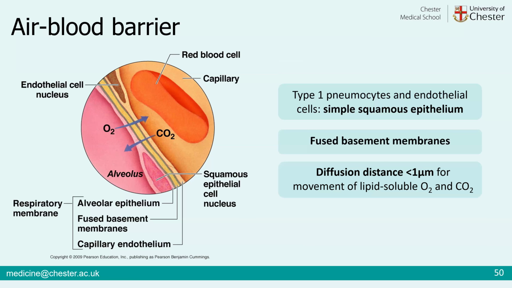So it's less than 1 micrometer. It's a really tiny distance. And those gases are lipid soluble as well, so they can just move straight through the cell membranes of the simple squamous type 1 pneumocytes and the endothelial cells. So a super thin respiratory membrane there for really efficient movement of gases.